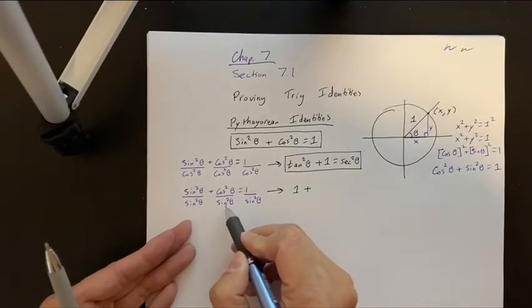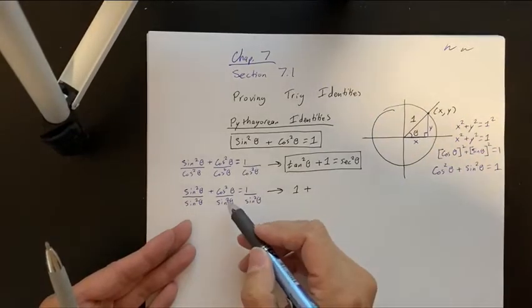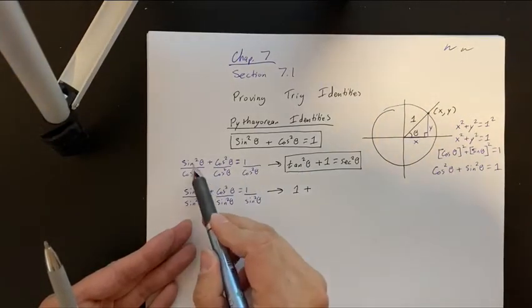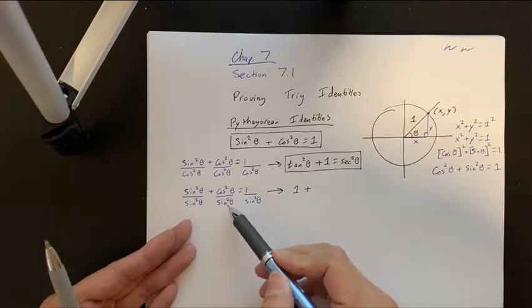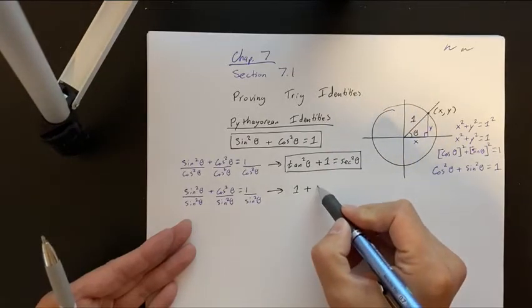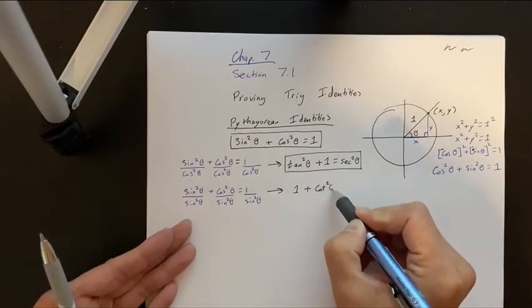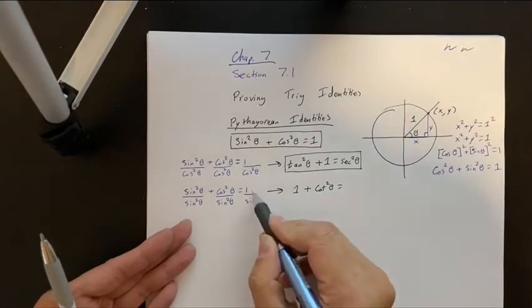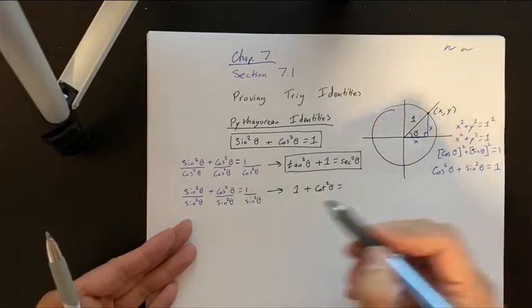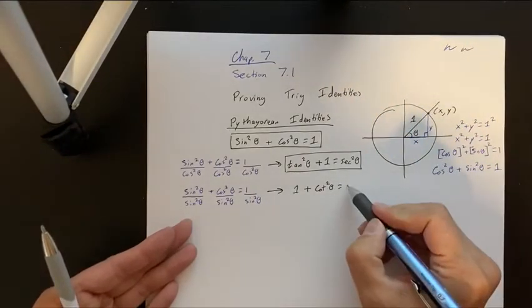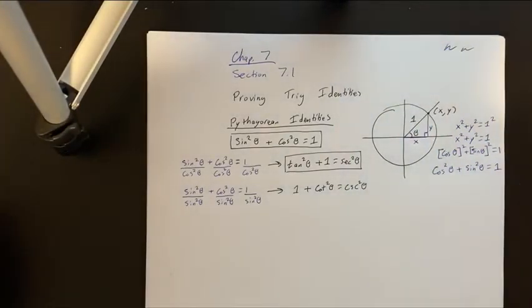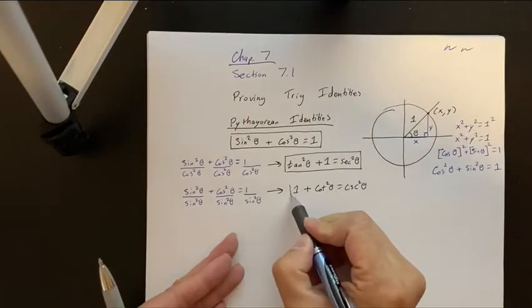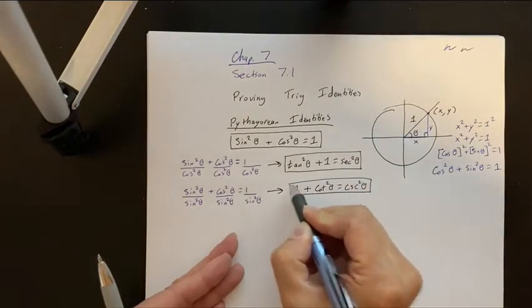Cosine square divided by sine square, well, that's not tangent. Tangent is sine on top, cosine on the bottom. This is cosine on top, sine on the bottom. So this is going to be cotangent square. And 1 over sine, well, that's cosecant, but I have sine square, so this is going to be cosecant square. And that's my third identity.